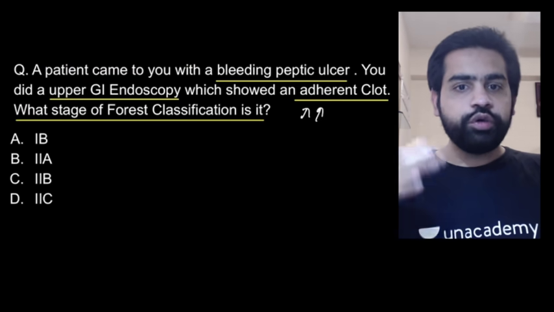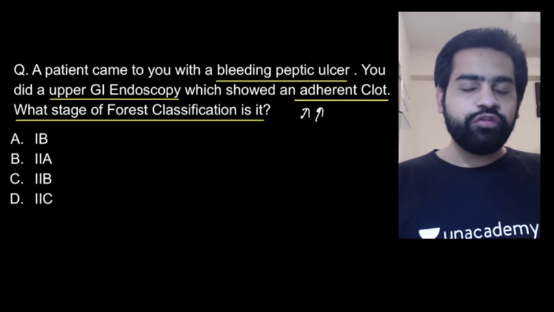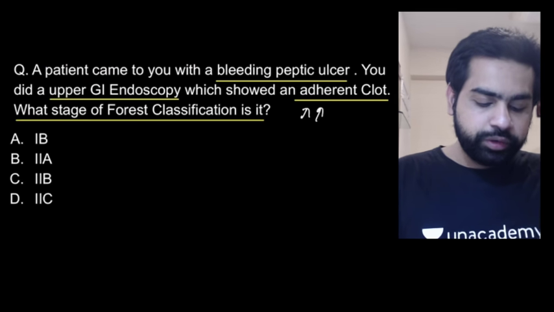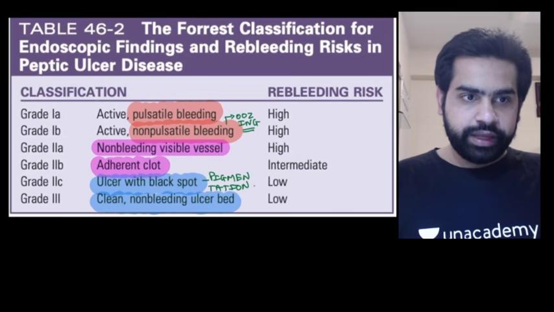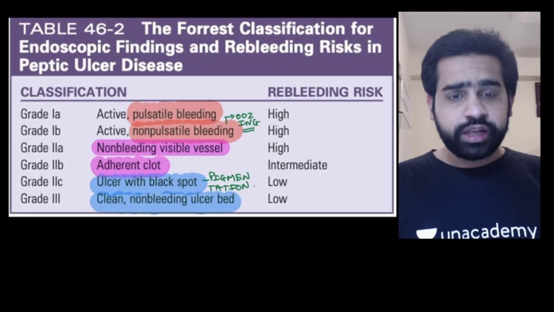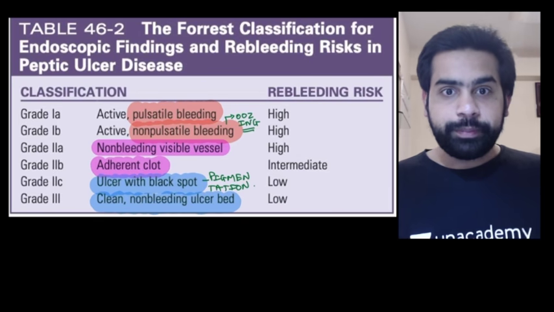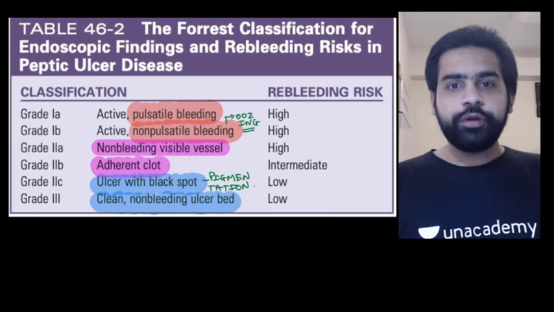Now it is divided into 1A, 1B, 2A, 2B, 2C. We will have a look at it, don't worry. But if you find an adherent clot, what is this particular stage? So this is basically 2B. Okay, so this is a 2B. Now let us have a look at the Forrest classification. Okay, so this is the Forrest classification. I'm sure you must have seen this at least 10 times or maybe more than that, but I'll just try to talk you through it and maybe you will remember it now.